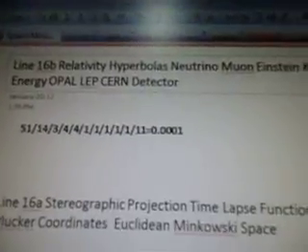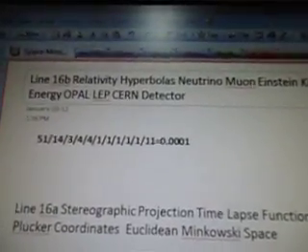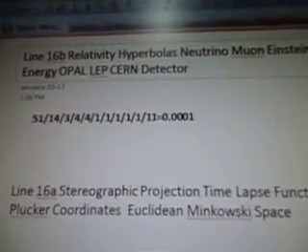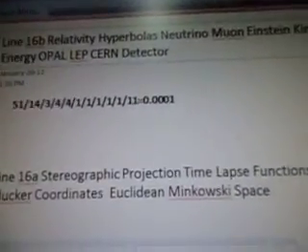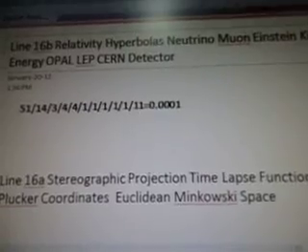Okay, we're going to go over to 16b now. It's a continuation of 16a. The title for this one is 16b Relativity Hyperbolas Neutrino Muon Einstein Kinetic Energy OPAL LEP CERN and Detector.